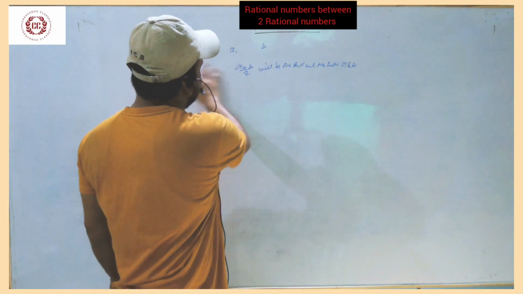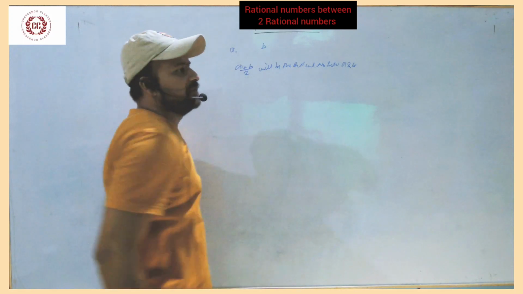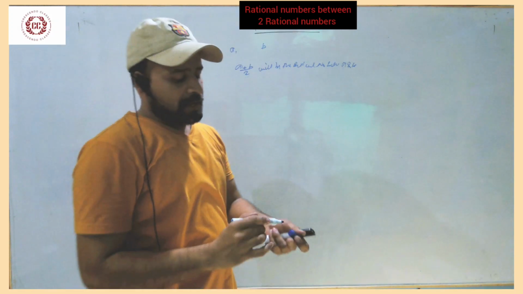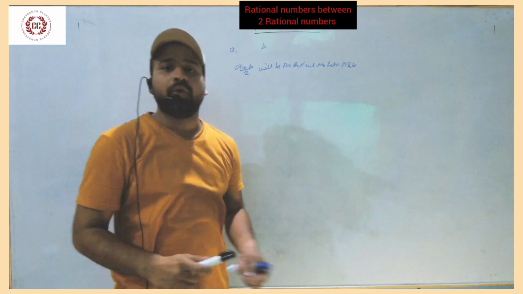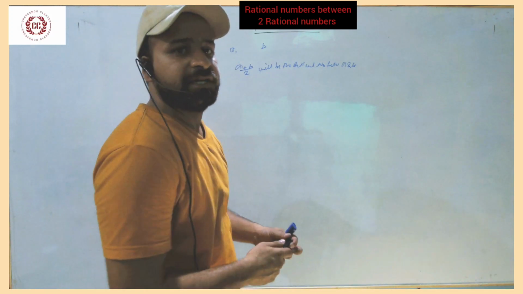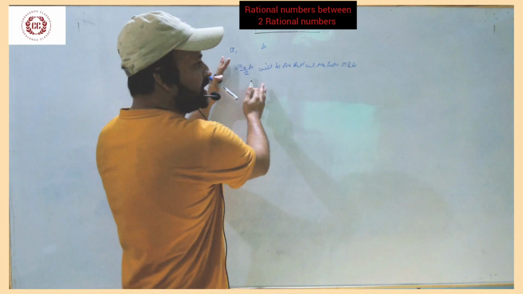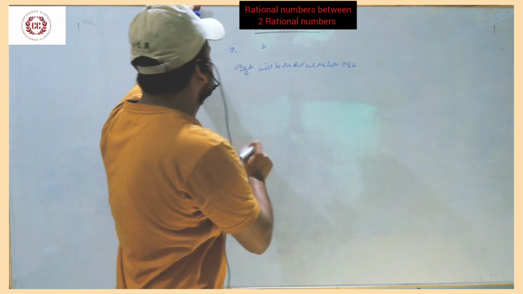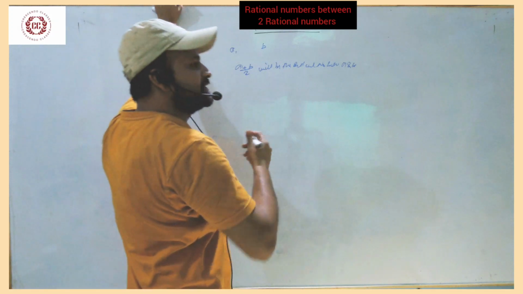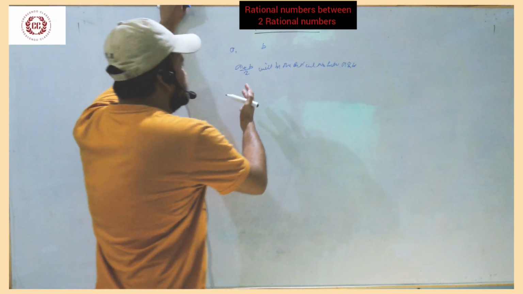But we will do this only if we are asked to find one or two rational numbers between this. But when we are asked to find more rational numbers between any two numbers, we will have to apply some different things, or our calculation will become hectic. So what will we do to find the rational numbers between any two rational numbers?